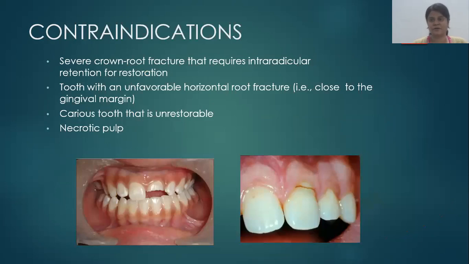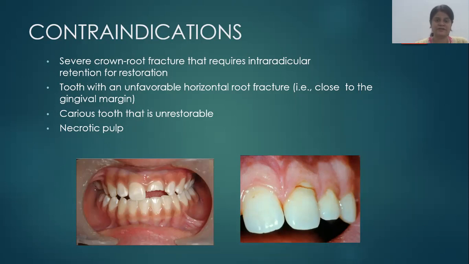So after considering the goals, what are the contraindications of this procedure? There are some situations where this procedure cannot be done. The contraindications include severe crown-root fracture that requires intraradicular retention for the restoration, teeth with unfavorable horizontal fractures that are close to the gingival margin, carious teeth that are unrestorable, and necrotic pulp.